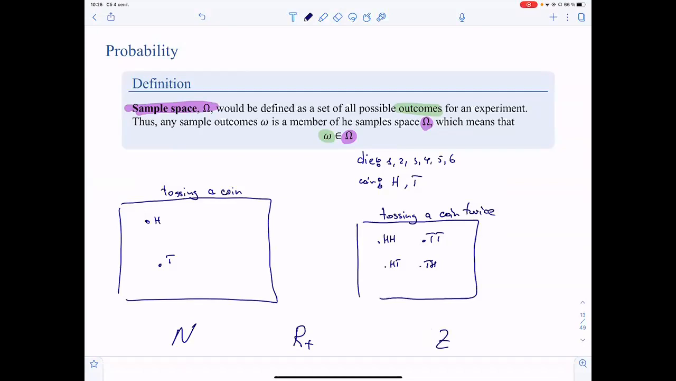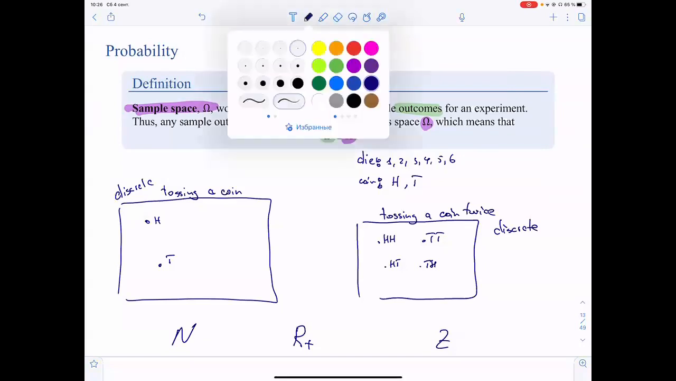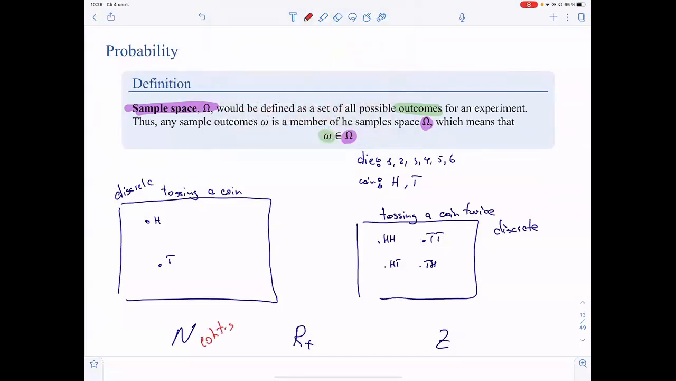So, speaking of a sample space, you might think of it as a box where all possible outcomes are collected, and you pick some value. The sample space might be discrete, like here, or it might be continuous. The continuous case was here. It might be finite, or it might be infinite.